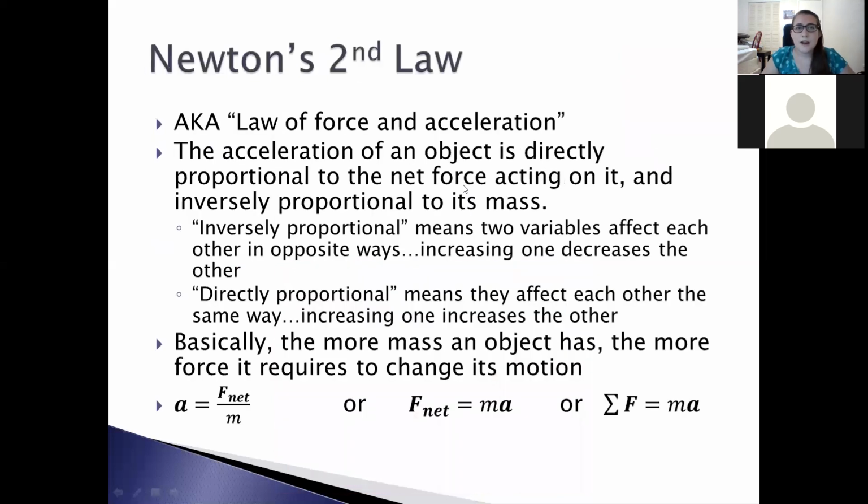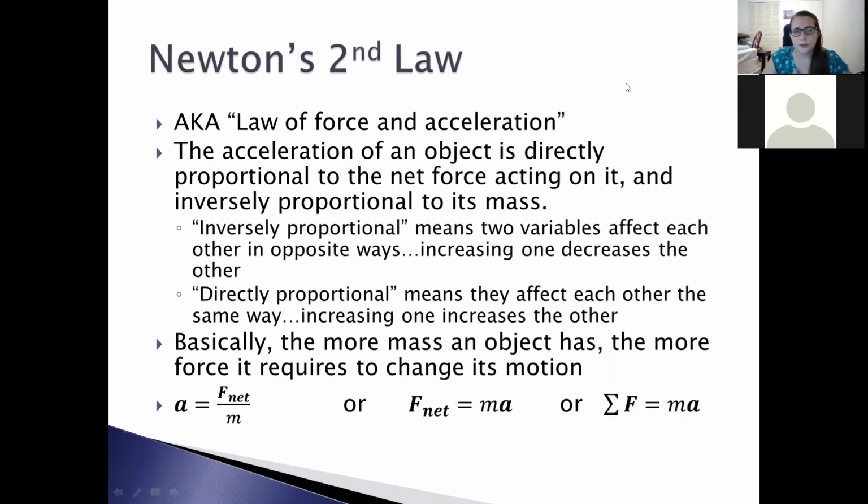Okay, so now on to Newton's second law. This one is also called the law of force and acceleration, hopefully for a pretty obvious reason when we get there. But this law states that the acceleration of an object is directly proportional to the net force acting on it and inversely proportional to its mass. That sounds like a super technical definition, a lot more technical than the other two sound. And so we're going to break down this definition.